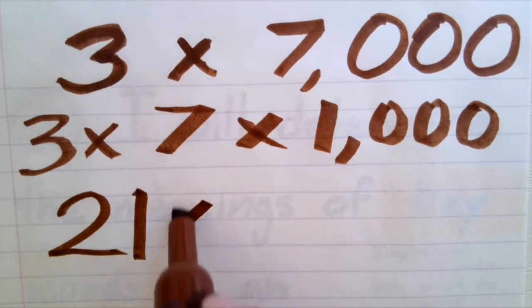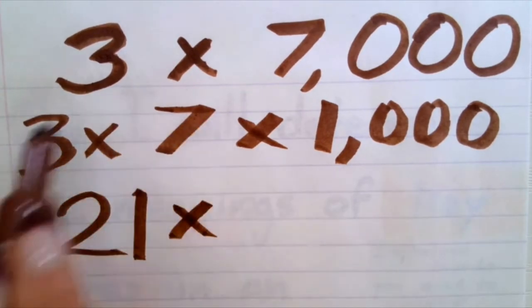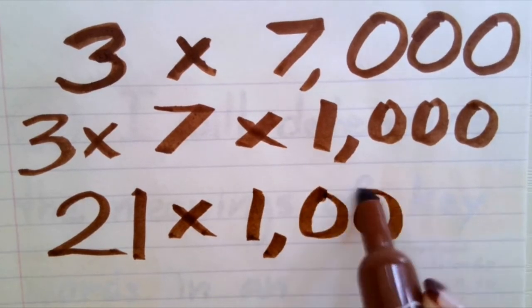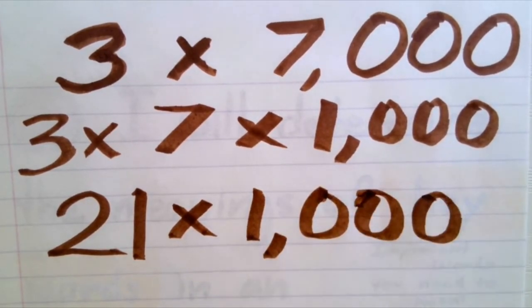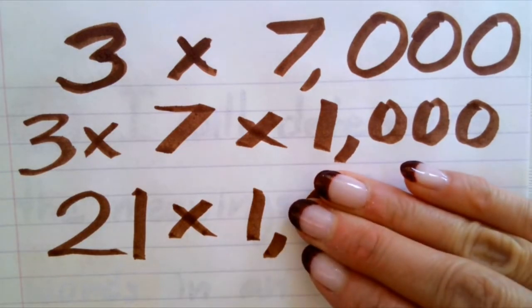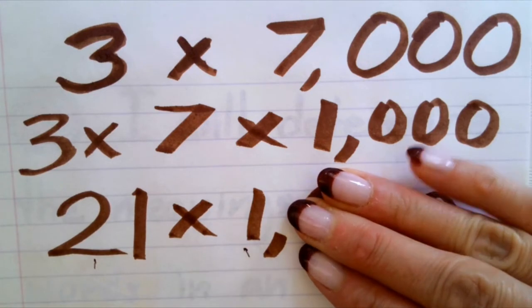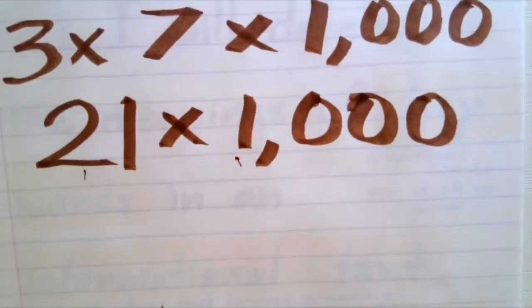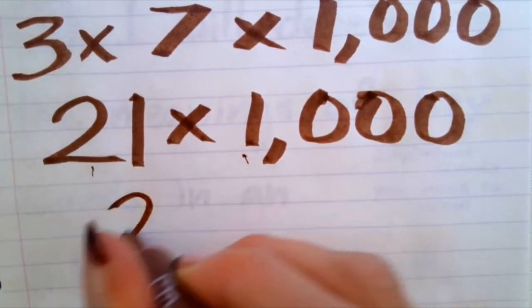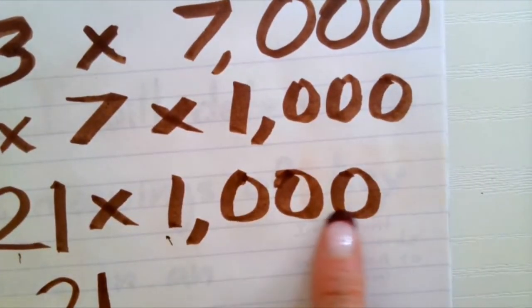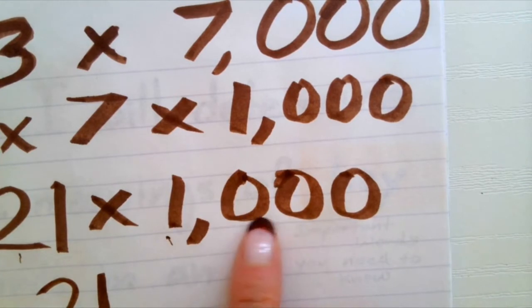21. So we are multiplying 21 times 1,000. Remember, cover up these zeros and start by writing 21 times 1, which is 21. And how many empty place values will there be?